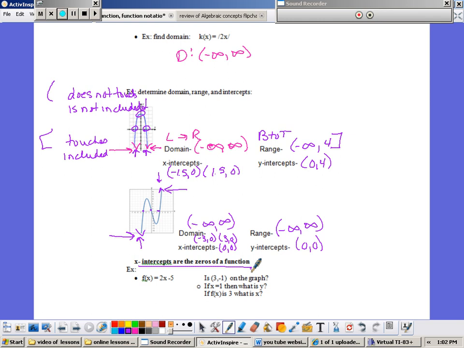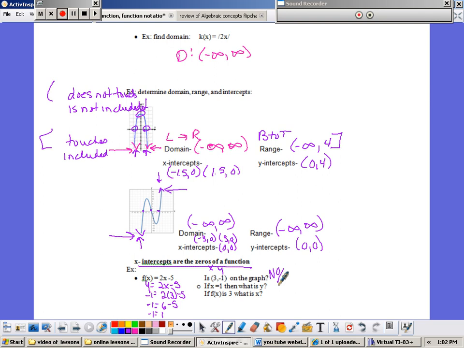Okay, I have a graph and I want to know if 3, -1 is on the graph. This is x, this is y. So I plug in the 3, and I plug in the -1. I get -1 equals 6 minus 5. So -1 equals 1. So no, it's not on the graph.